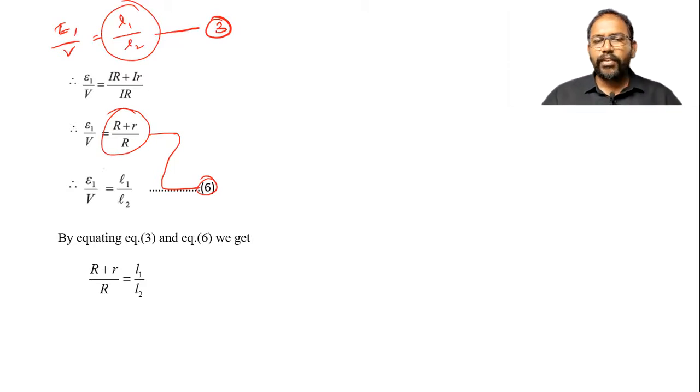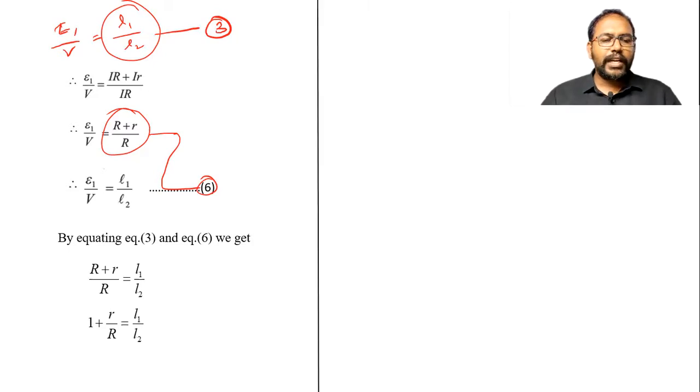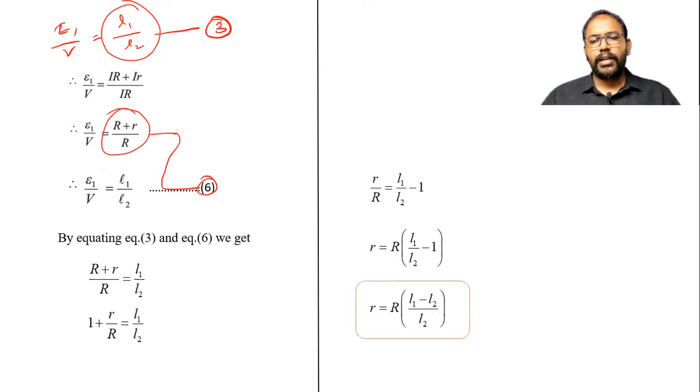Now we have to find the internal resistance, so we have to modify this formula and write it for small r. So small r by capital R plus 1 equals L1 by L2. Then we can shift 1 to that side, so small r by capital R is equal to L1 by L2 minus 1. Capital R we can also shift to that side, so we get this formula. By using this, we can find the internal resistance of the cell.